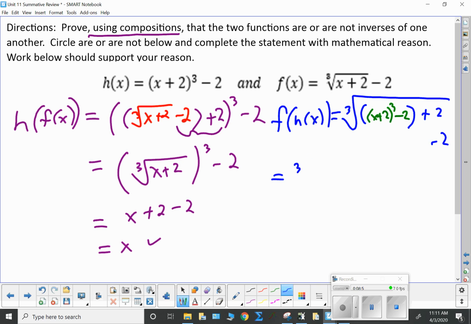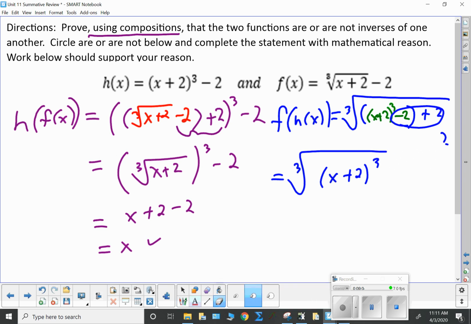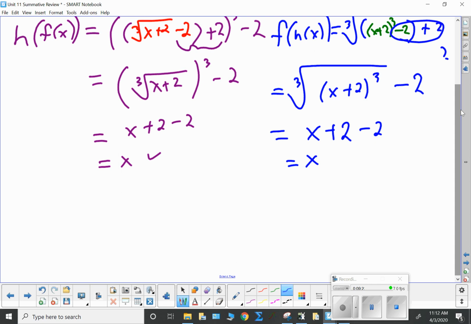Now, I'm going to get the cube root of this right here goes away to 0. So I'm going to have x plus 2 quantity cubed minus 2. If I cube something and then take the cube root, I just take it out from underneath the radical. So this proves that they are inverses of one another.